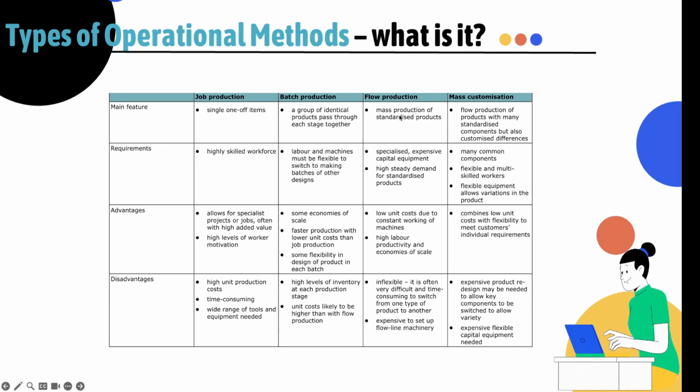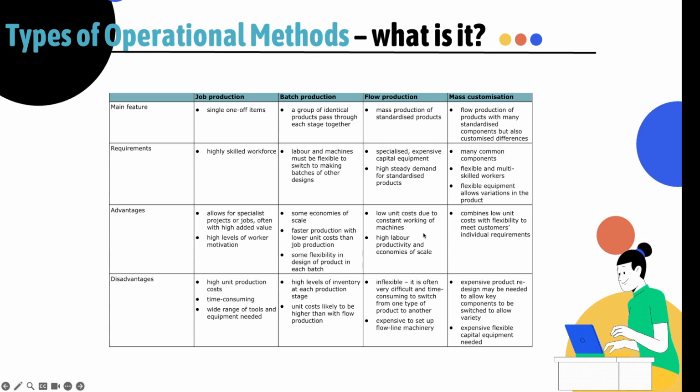Now, for flow production, we are producing massively of standardized products. They use specialized, expensive equipment, and normally the demand for this kind of product is high, for something that everyone is going to use. So it's very standardized. The advantage is that because you produce in massive amounts, you enjoy economies of scale or low unit cost, and there is high labor productivity.